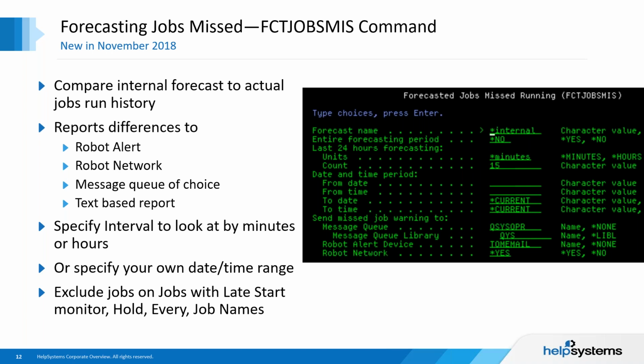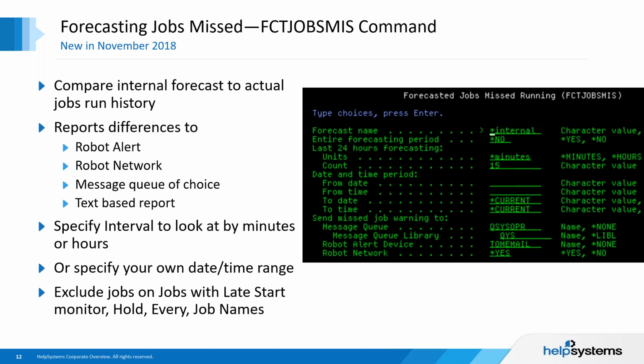Yeah, sounds good. So one of the things that I've seen as I visited customers, and maybe it's not you, but I've seen this with other customers, where even though they have Robot Schedule, they're manually checking jobs off. And that's because at some point some critical process, somebody missed it and it didn't run for whatever reason. So in November of 2018, we started shipping this new command called Forecast Jobs Miss.